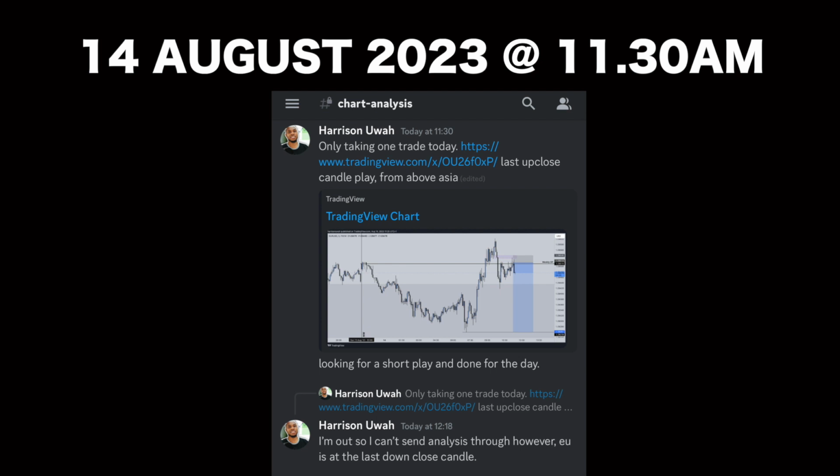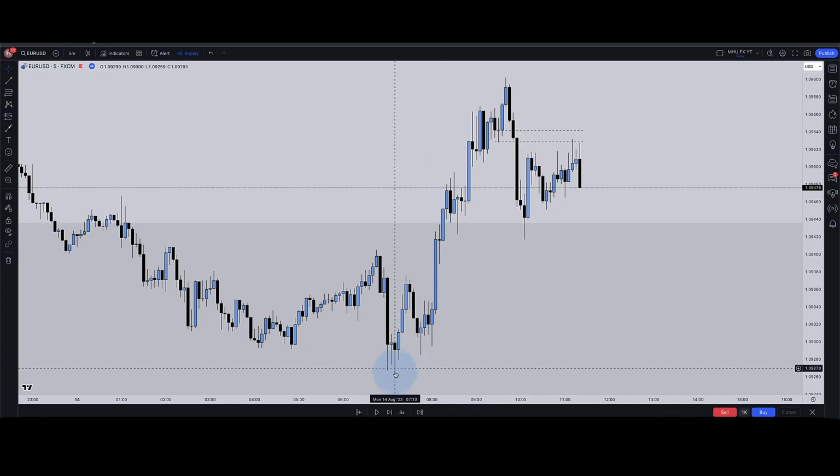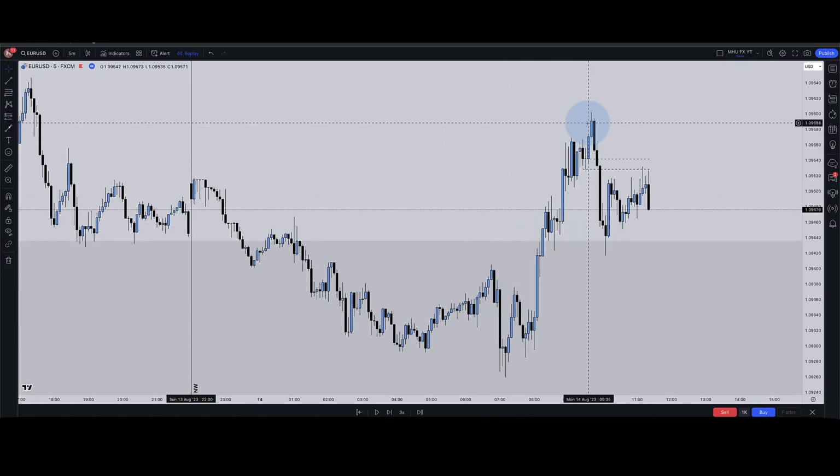I can't remember exactly when I shared this with my mentees, but I'm going to show you guys the screenshot right now, so you can see that I've shared this with my mentees. I'm literally letting them know that this is basically the only trade I'm looking to take today. I didn't get in on the protraction, which is this, making people believe that price is rising. I didn't get in on that.